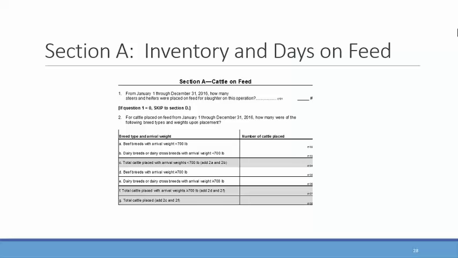Okay. So we'll start with inventory. We're looking for the inventory of calendar year 2016, the number of steers and heifers that were placed on feed for slaughter on the operation. And then we would like to have those stratified or separated by breed and by weight. And so we're looking at a weight group less than 700 pounds, and that would be by beef and by dairy breeds. And then we'll have you total those, the same thing with beef breeds and dairy breeds over 700 pounds. And then we'll have you total those and total items 2C through F to have a total for all cattle placed.